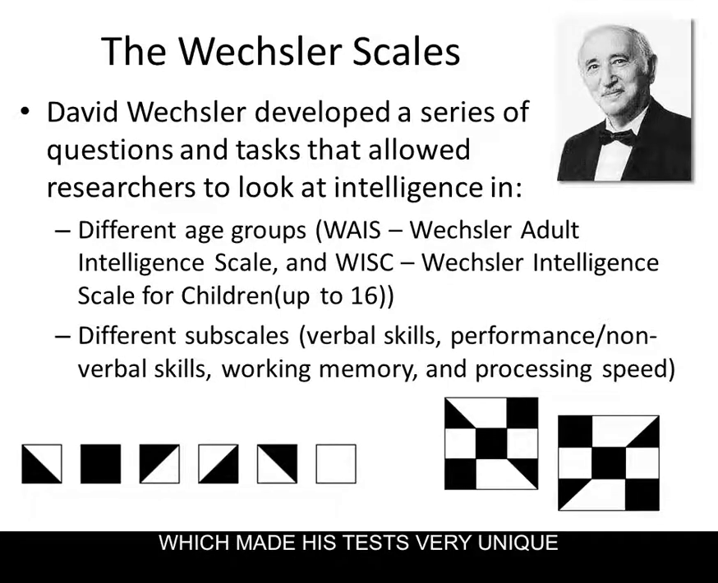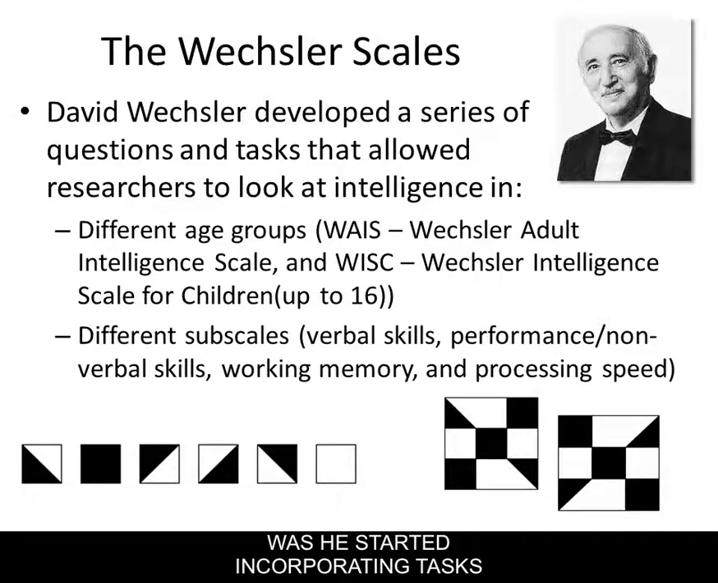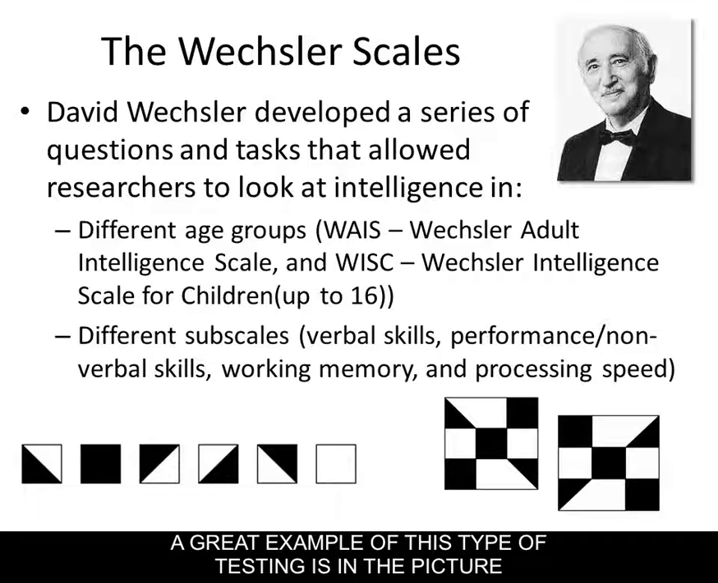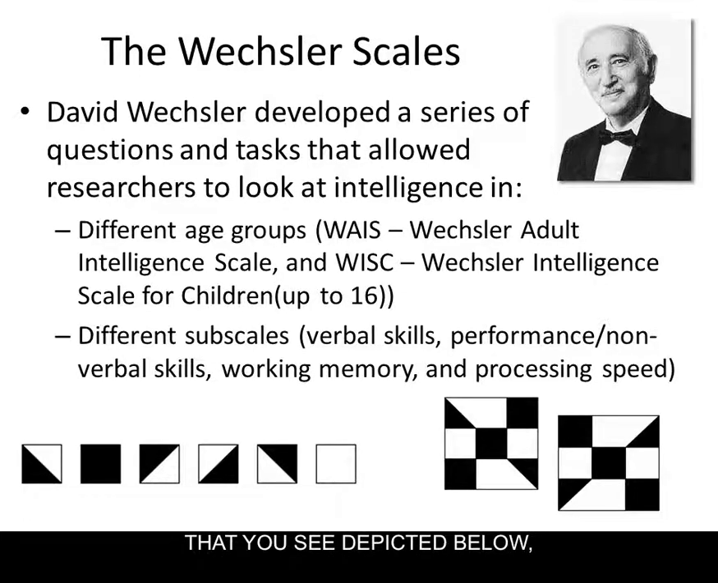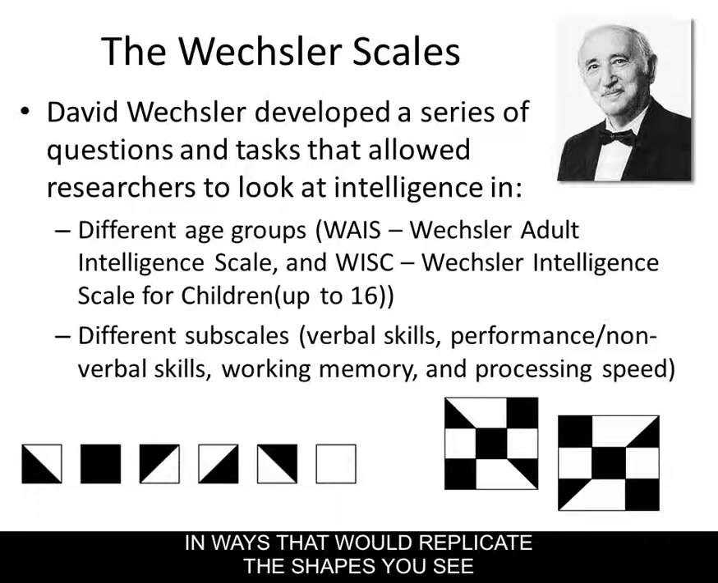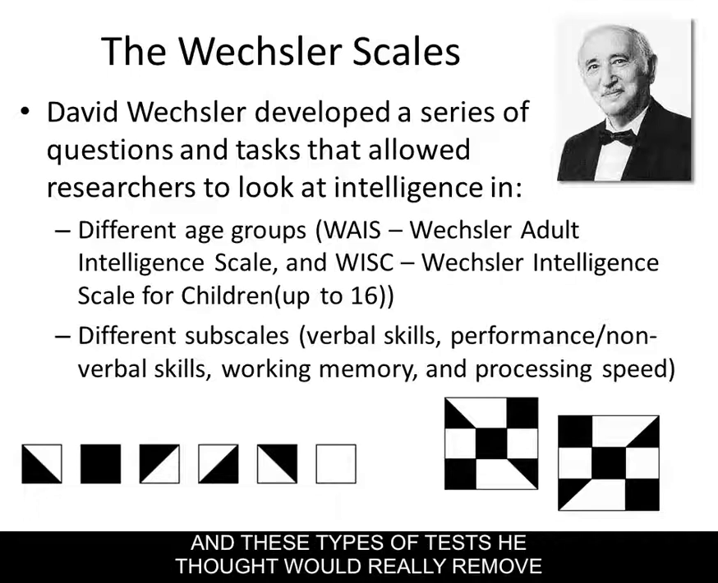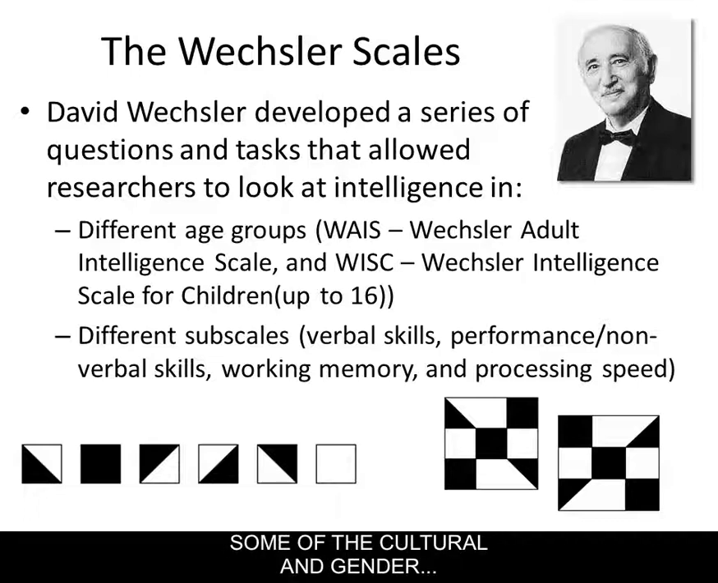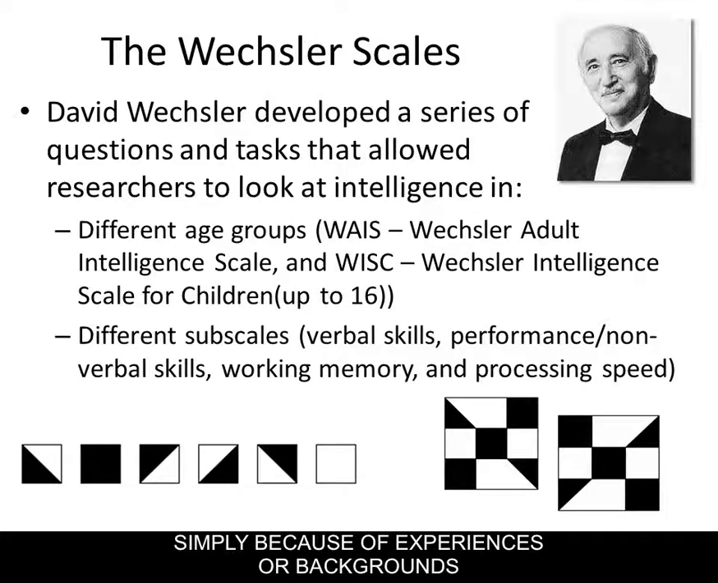But another thing that he did, which made his test very unique, was he started incorporating tasks that had nothing to do with language or being able to follow directions. A great example of this type of testing is in the picture that you see depicted below, where he would give children or adults blocks that you see shaped down below and ask them to assemble them in ways that would replicate the shapes you see in the lower right-hand corner. These types of tests, he thought, would really remove some of the cultural and gender and other types of language biases that we would sometimes see simply because of experiences or backgrounds that were required for people to take the Stanford-Binet and other tests.